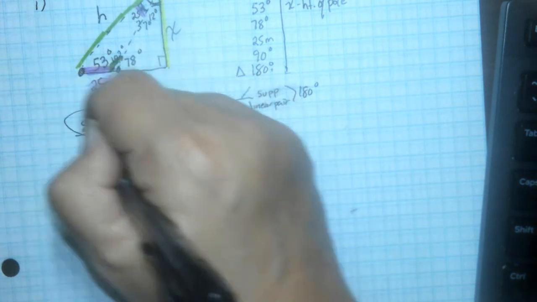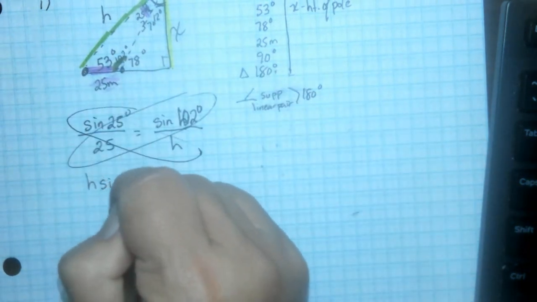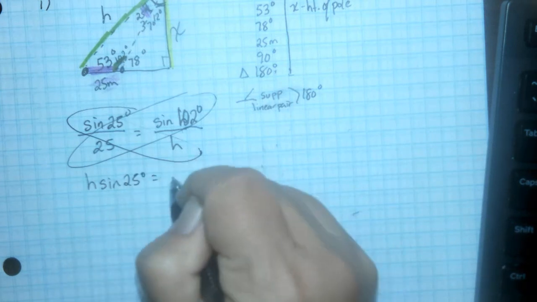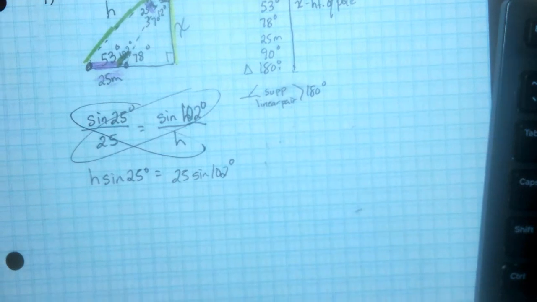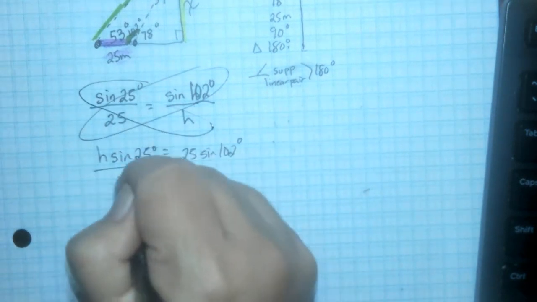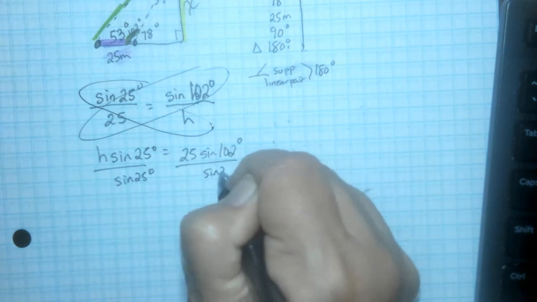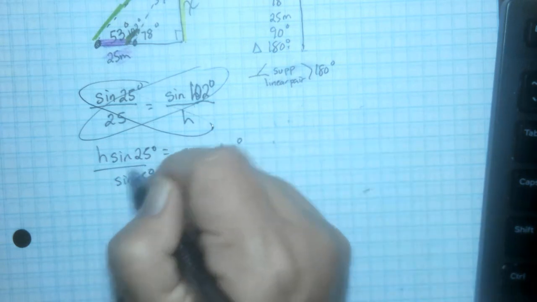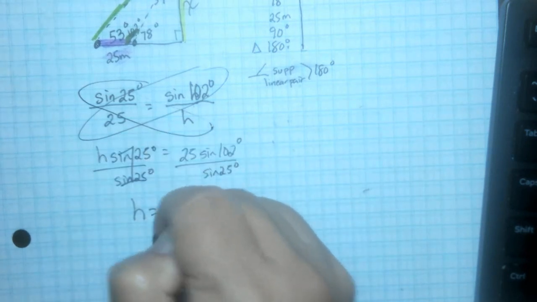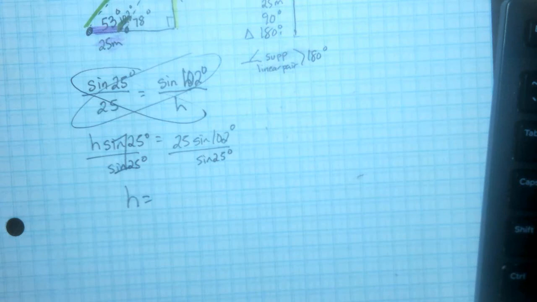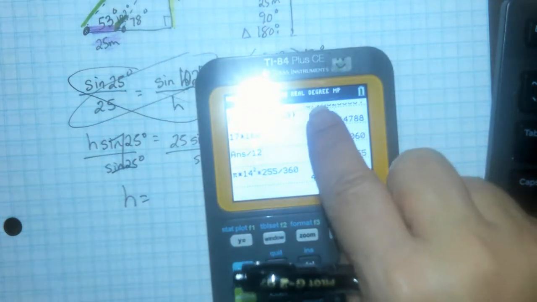All right, so we're going to do our cross product. H times the sine of 25 degrees equals 25 times the sine of 102 degrees. I'm going to divide both sides by sine of 25 degrees. Sine 25 divided by sine 25 is 1. H times 1 is H. Once you have the variable by itself, it's time to use your calculator. Make sure your calculator is in degree mode.